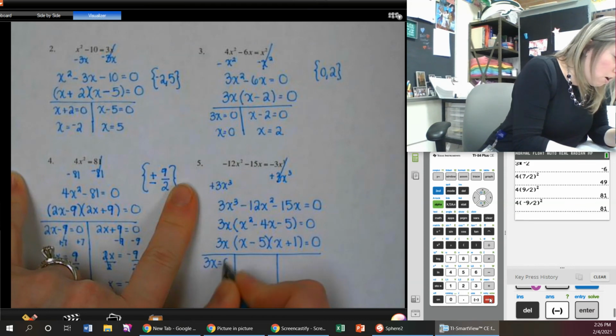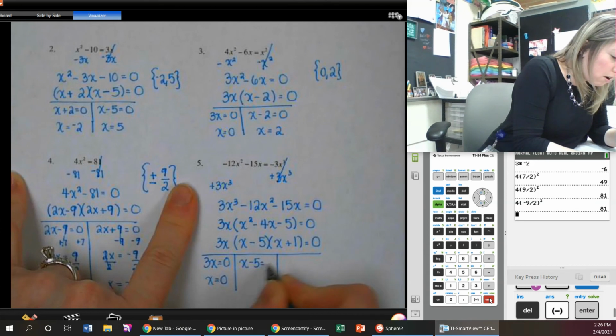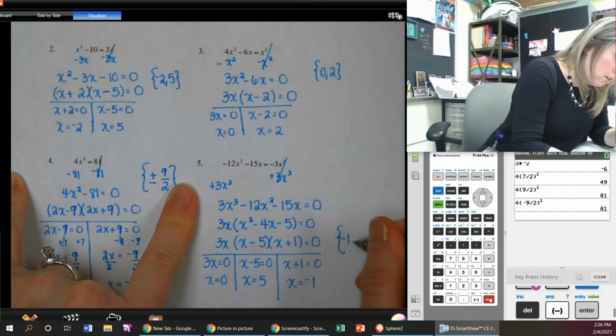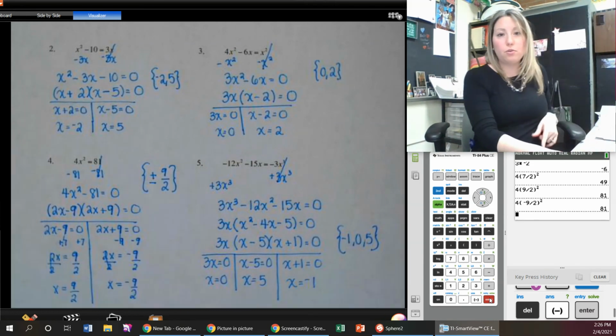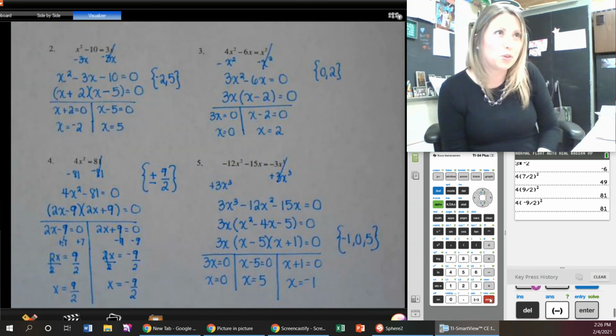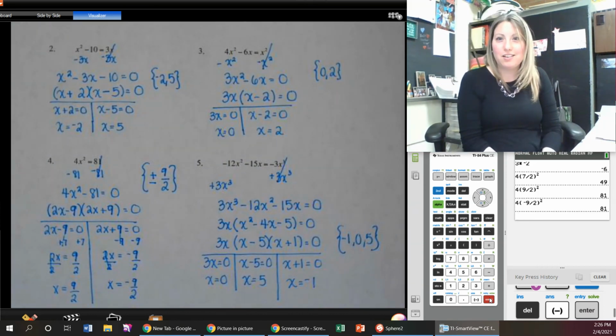3x equals 0, I get x equals 0. X minus 5 equals 0, I get x equals 5. And x plus 1 equals 0, I get x equals negative 1. So my three answers here, negative 1, 0, and 5, positive 5, right? And that's exactly the same one from the lesson 2 notes. Heads up, right?